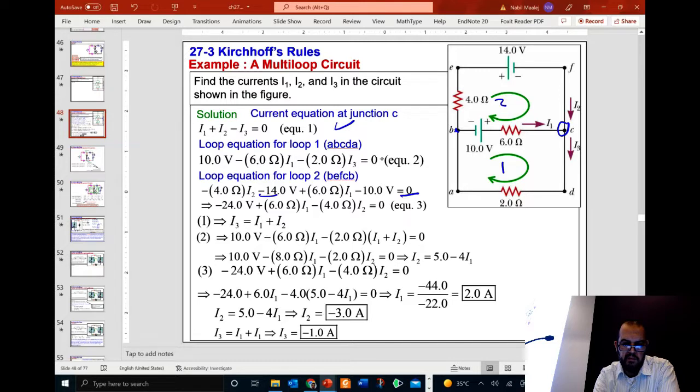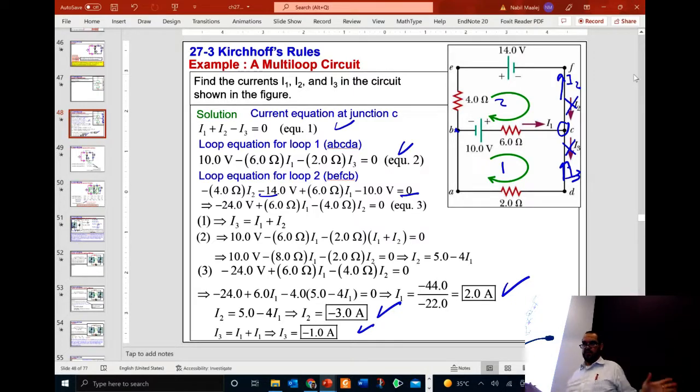So now you have 3 equations with 3 unknowns, and you can solve them by substitution or whatever. After you do that, you find the current I1 is 2 amps, the current I2 is minus 3 amps, and the current I3 is minus 1 amp. So clearly, the directions of the currents I2 and I3 were wrong. After we have finished the solution, we can now correct this. We can say the direction of I3 is really like this, and same thing for I2: the direction of I2 is really in the opposite direction.